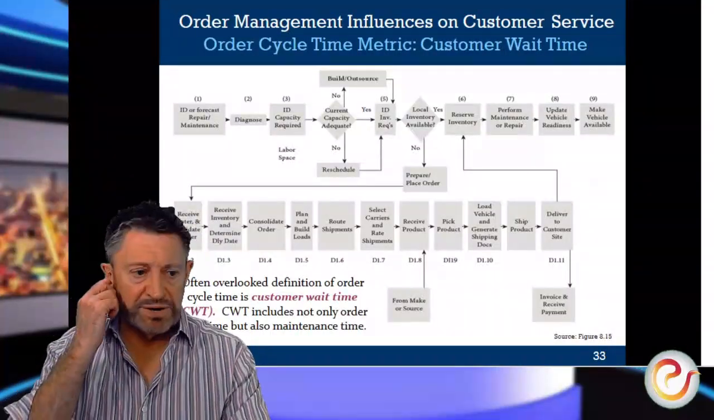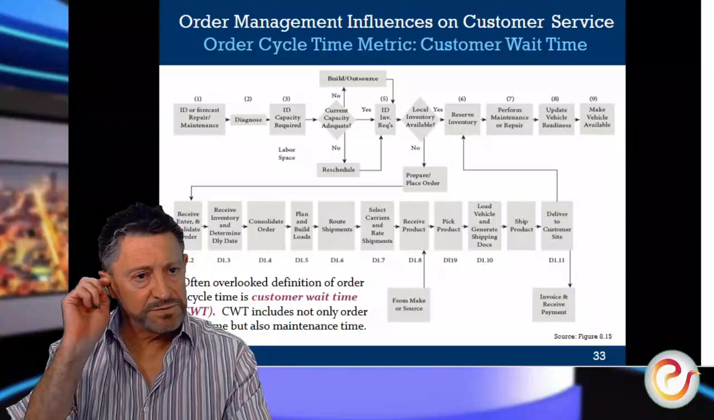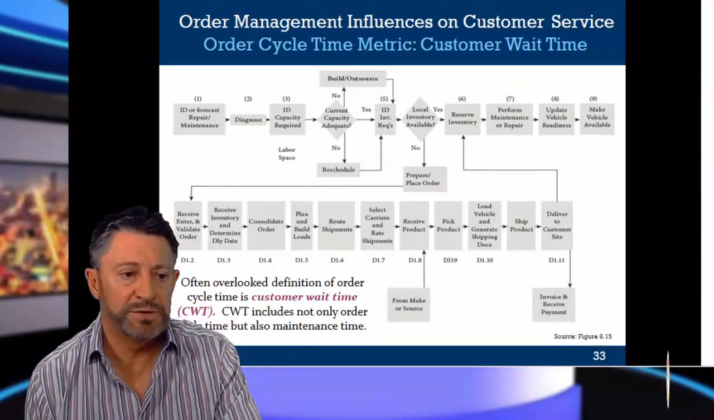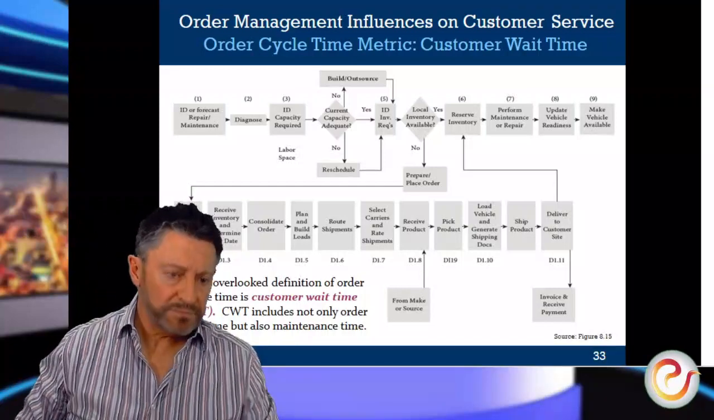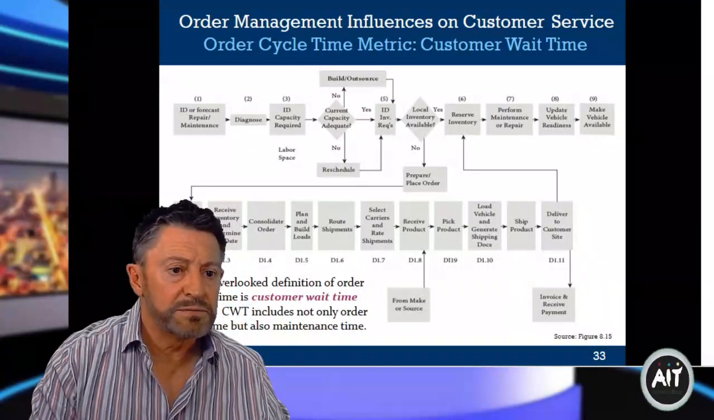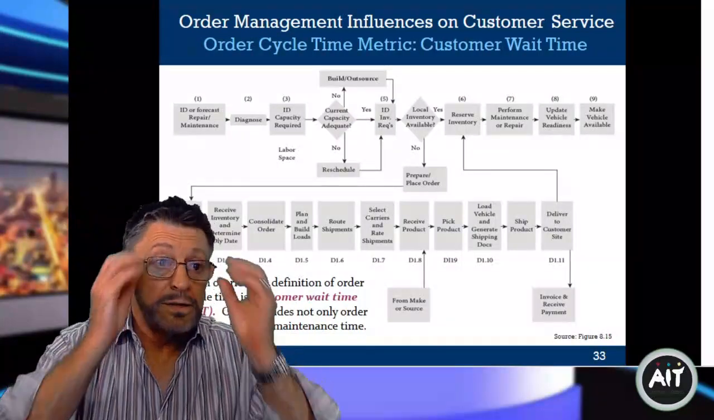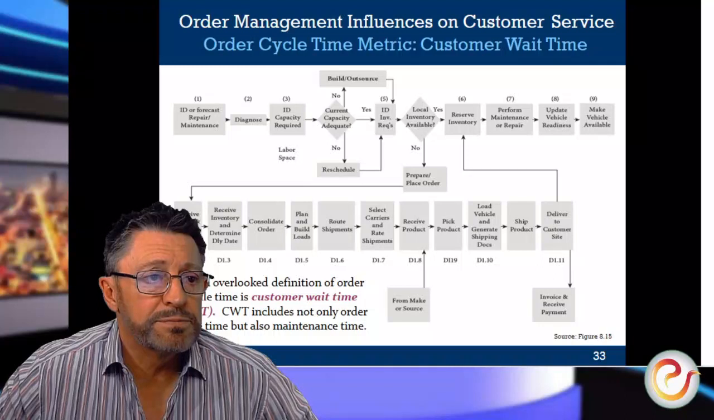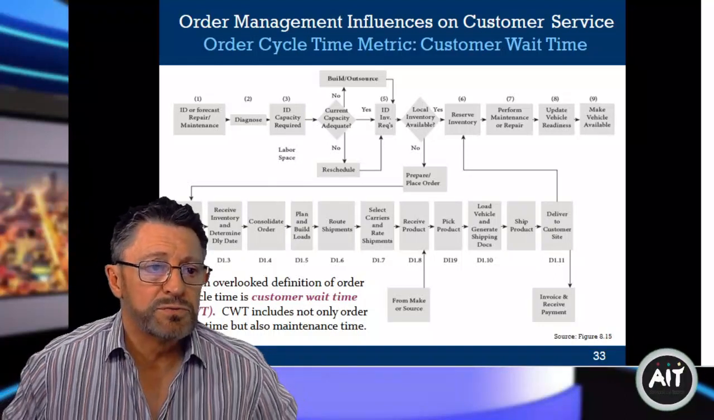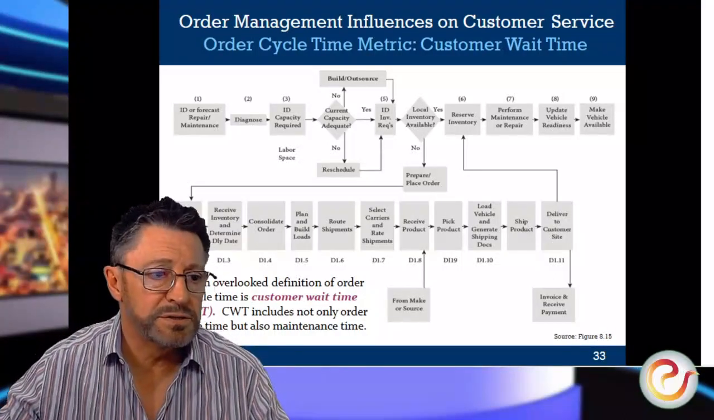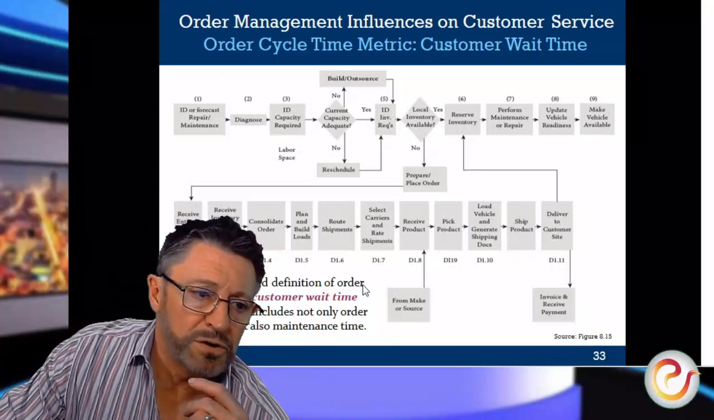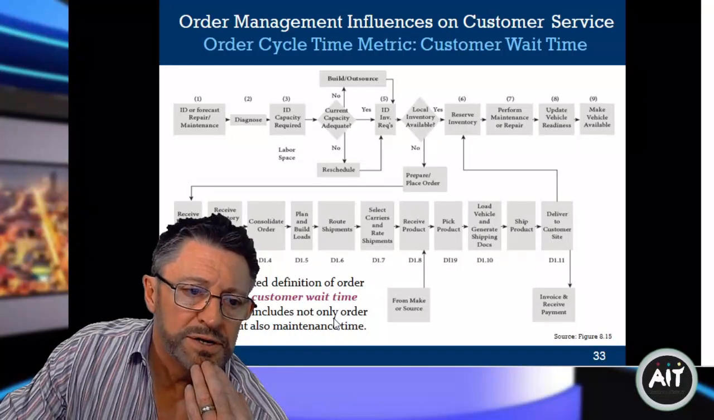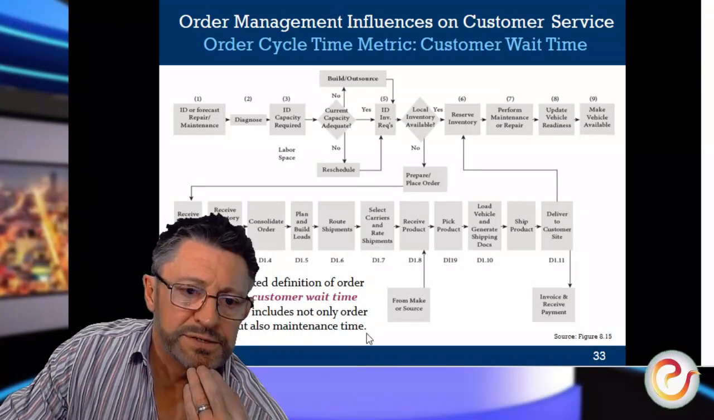This is just another breakdown of the order management service, customer wait times, and so on, based on the types of metrics. I don't know, just want to double check I'm on the right track with this here. Yeah, build or outsource, so ID or forecast repair, maintenance, diagnose, ID capacity, and so on, labor space. And it's the often overlooked definition of the order cycle time is customer wait time. It includes not only order time, but also the maintenance time.